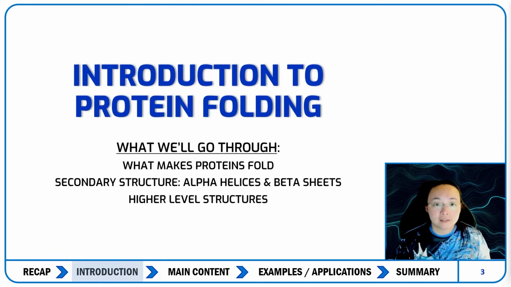Okay, so let's now go straight into protein folding. We're going to first talk about what forces help proteins fold and stabilize them. Then we're going to look at what kind of secondary structures there are and what they form, so that would be the alpha helix and the beta sheet. And then we're going to take a look at higher level structures such as tertiary structures.